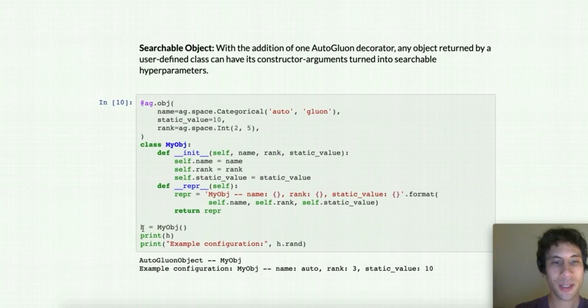Now when we instantiate myObject, we can print myObject and note that it's not actually a real object. It's just an AutoGluon object that has not yet been instantiated until we actually ask for a particular configuration of this object when we call rand. Now that we sample a random configuration of this object, we do get a Python object, and it has particular values for its constructor.